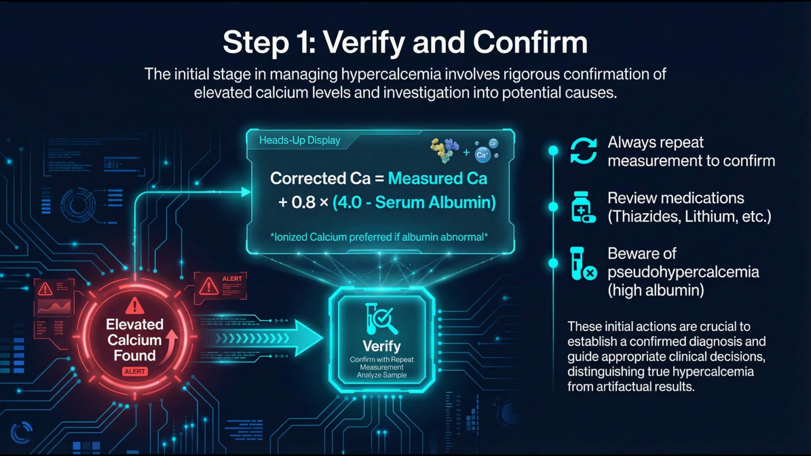Let's talk diagnosis. Step 1. Verify the calcium is truly elevated. Repeat the measurement. Then, correct for albumin using this formula. Corrected calcium equals measured calcium plus 0.8 times the quantity of 4 minus the patient's albumin. Alternatively, measure ionized calcium directly, which is the physiologically active form. Rule out spurious causes like prolonged tourniquet time or hemoconcentration.